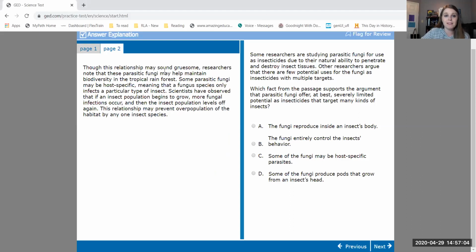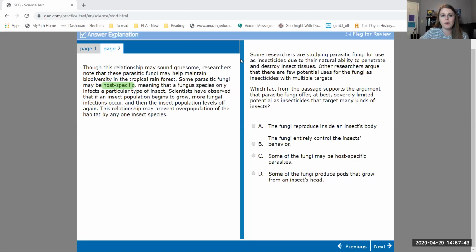Though this relationship may sound gruesome, researchers note that these parasitic fungi may help maintain biodiversity in the tropical rainforest. Some parasitic fungi may be host-specific. Well, we talked about just that one ant before, so I'm going to mark that. Host-specific, meaning that a fungus species only infects a particular type of insect. Scientists have observed that if an insect population begins to grow, more fungal infections occur, and then the insect population levels off again. This relationship may prevent overpopulation of the habitat by any one insect species.